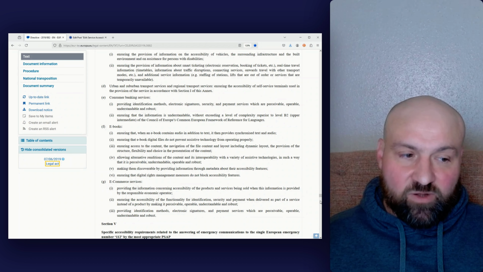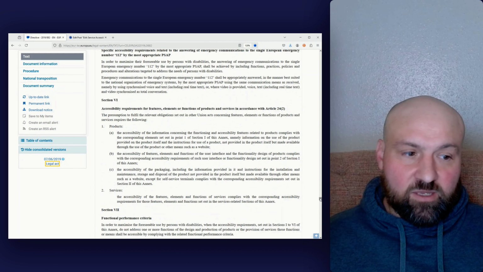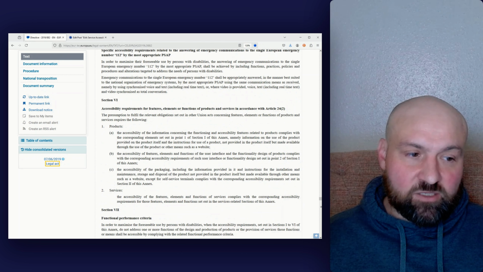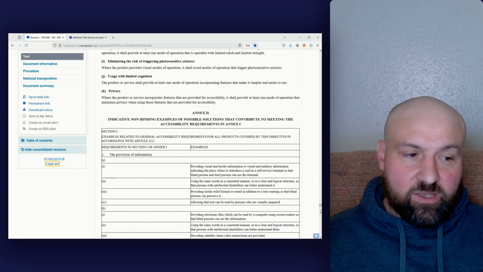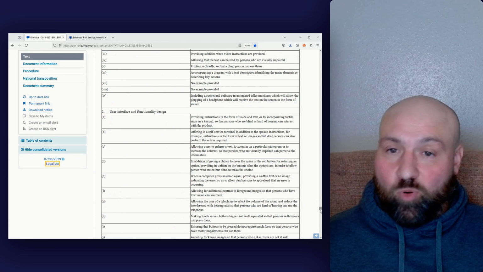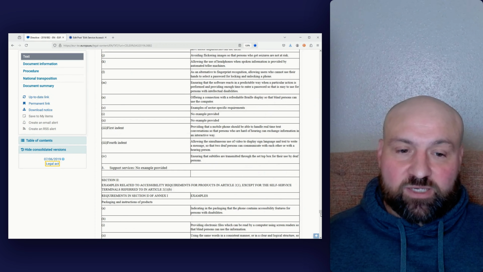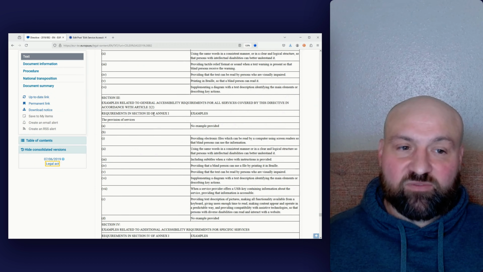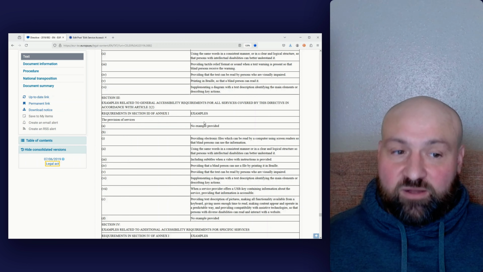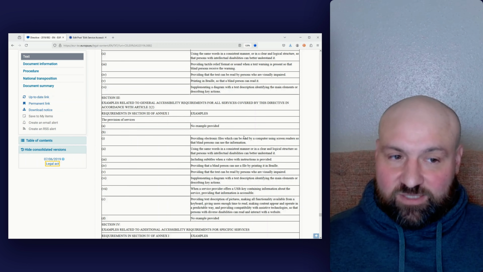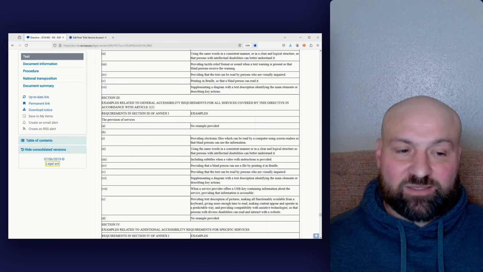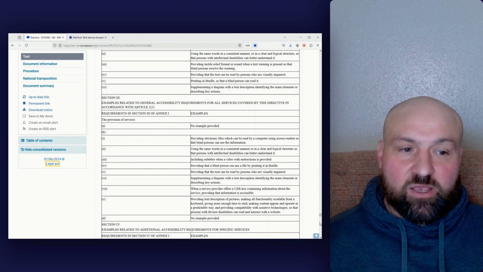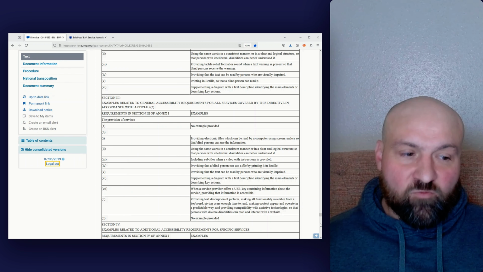So we'll leave it at that for now, but we're going to continue down the directive, and we are going to get to Annex 2. And then Annex 2 is very important because it is so helpful. So scrolling down Annex 2, we eventually come to the requirements in Section 3 of Annex 1. So here we have examples of meeting the requirements that are set out in Section 3. So this is very practical information that will help you as a service provider understand how to make your service accessible. So here are examples of how you would make your service accessible for these different requirements.